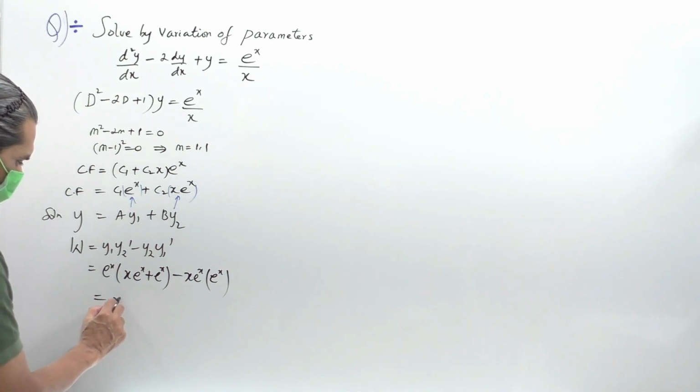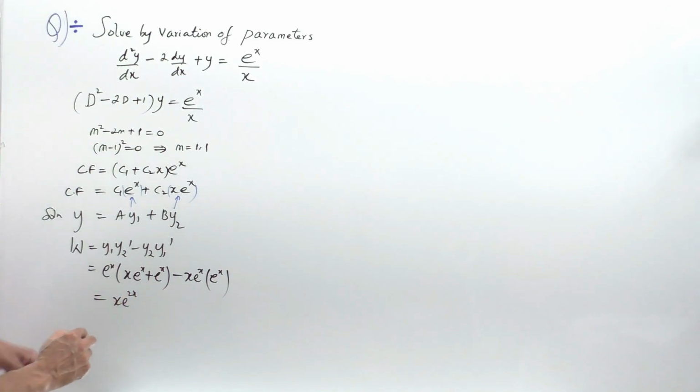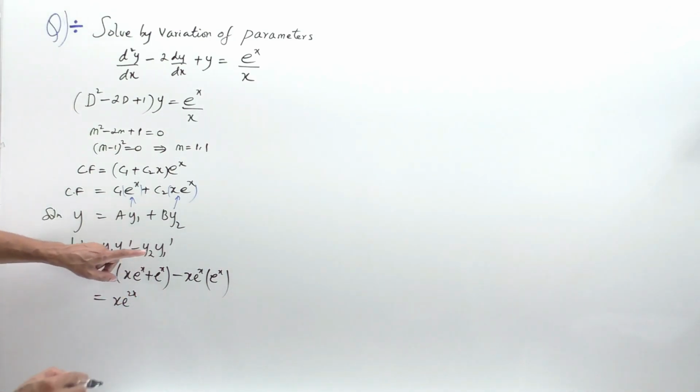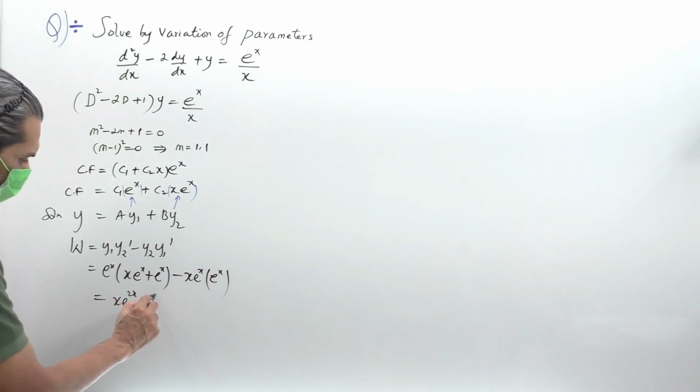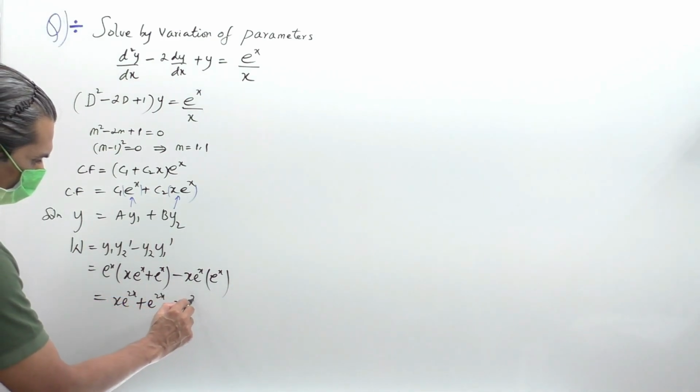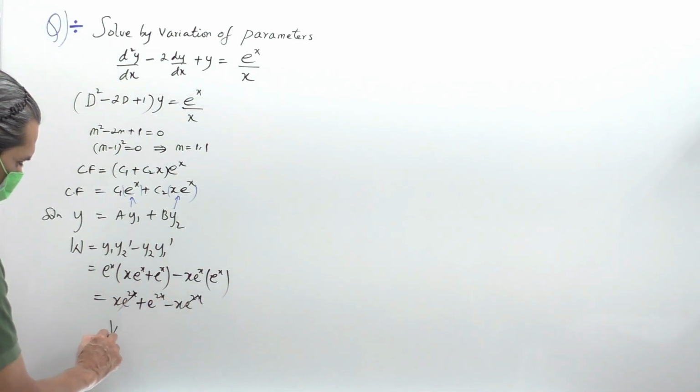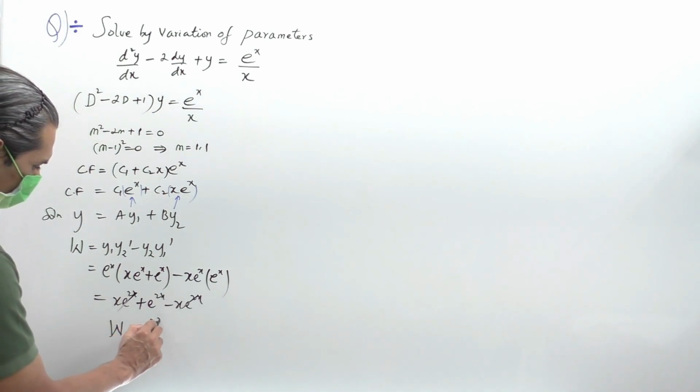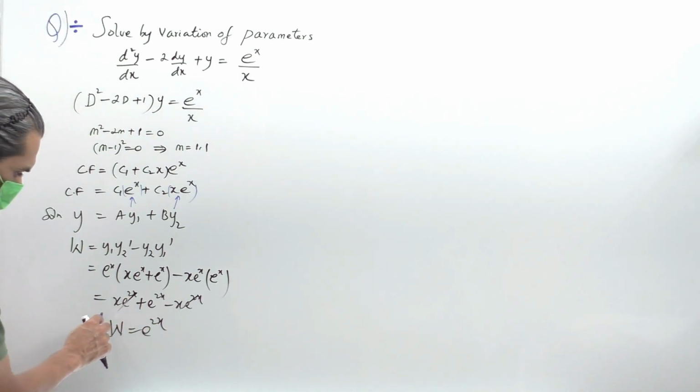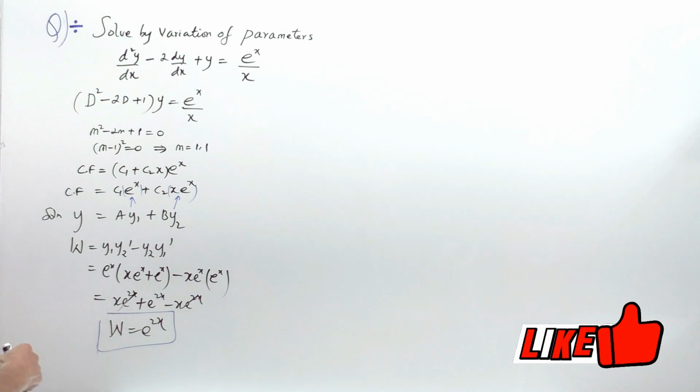Okay, so that will be e^x times (x e^x plus e^x) minus x e^x times e^x. e^x into e^x is e^2x, plus again e^2x, minus x e^2x. This cancels, and we have W is equal to e^2x. Okay, this is my W. Underline it in the examination.